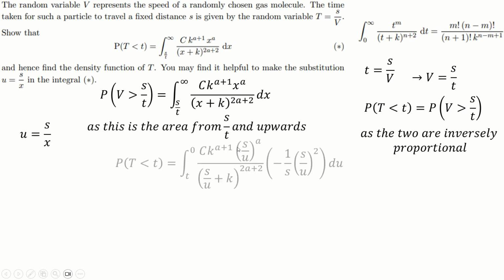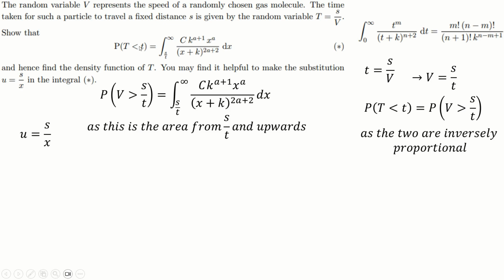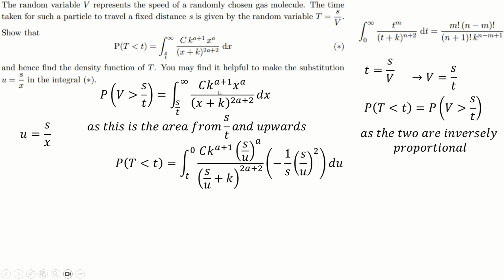So therefore, we can just replace this with P of T less than t, and we'll have this statement right here. Okay, so it's asked us to make this substitution, which is similar to the one we made earlier, to try and evaluate this integral here. So of course we can firstly, because this is the same as x equals s over u, throw in s over u in place of x. We can also differentiate this and then replace dx by dividing by s and multiplying by x squared with a negative sign here. We should also say that when x is infinity, u is 0, and when x is s over t, s over t is just t, so that's a t there.